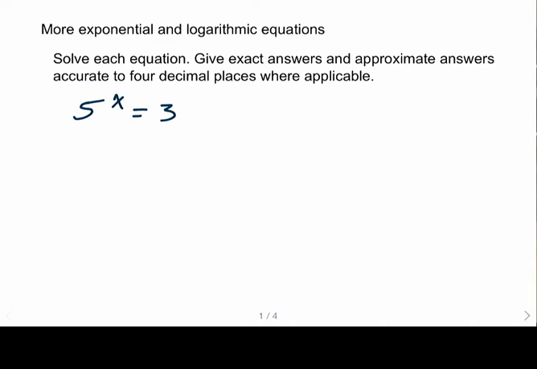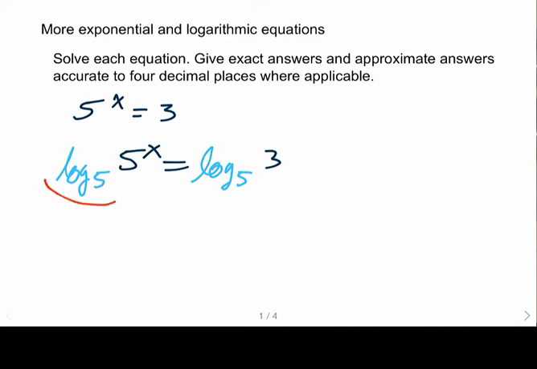Now because the base is 5 and we have a variable in the exponent, we can use a base 5 logarithm. And that would look like this. Log base 5 of 5 to the x is equal to log base 5 of 3. You see, we can apply the logarithm to both sides of the equation. On the left-hand side, since we're looking at log base 5 of 5 to the x, we have that cancellation property that would give us that x is equal to the log base 5 of 3.